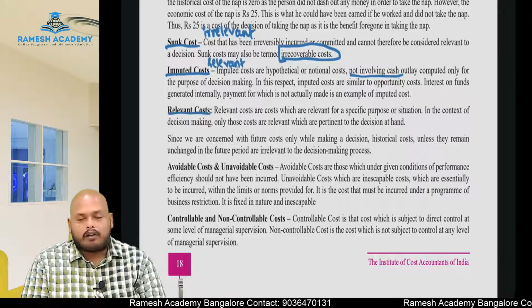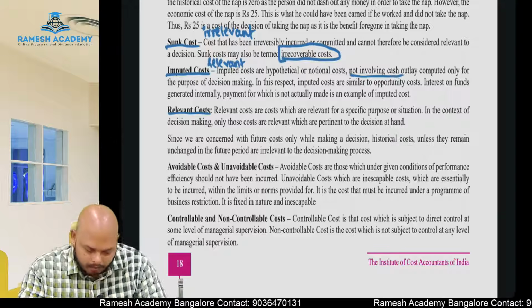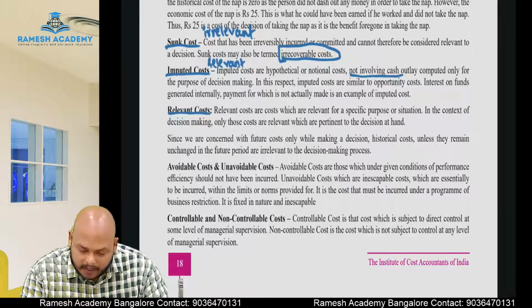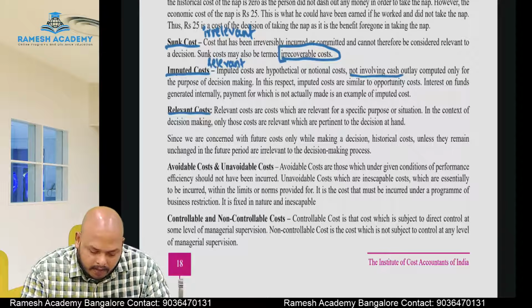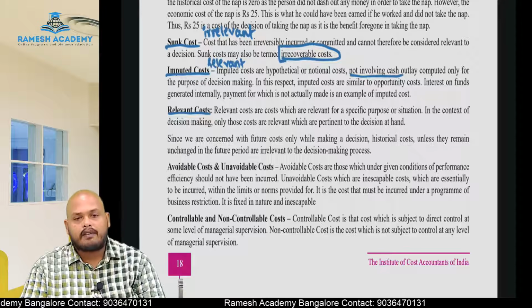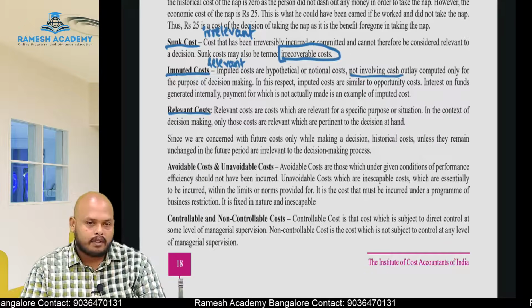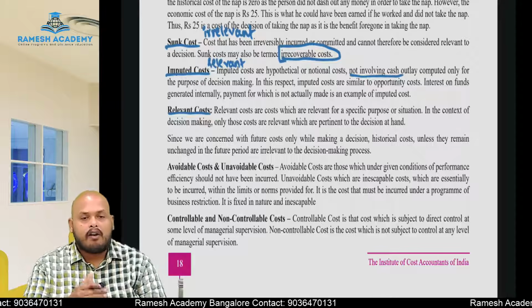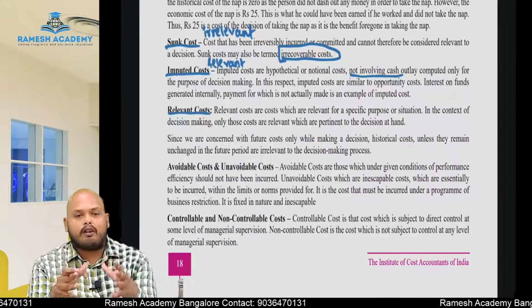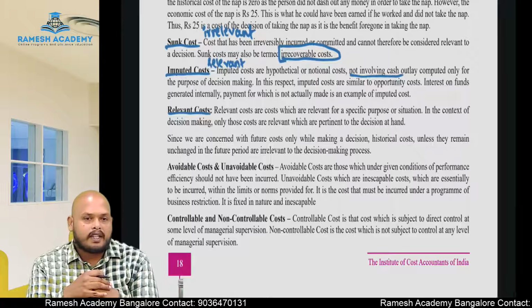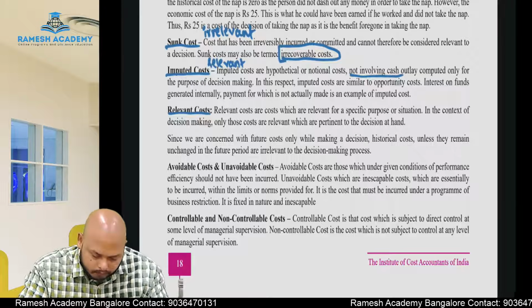Relevant cost. What do you mean by relevant cost, Nana? Relevant costs are the costs which are relevant for a specific purpose or specific situation. In the context of decision making, only those costs we will call as relevant costs. Imputed cost is a relevant cost. Opportunity cost is a relevant cost. All these kinds of things. Means any cost which is relevant for decision making purposes, those costs we will call as a relevant cost. Next.